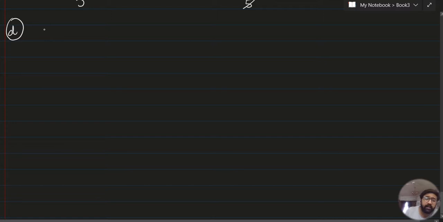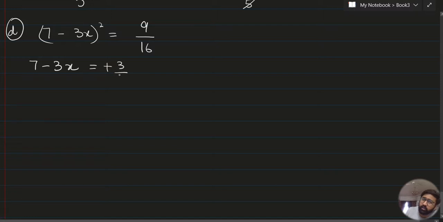for the D part, it's 7 minus 3x whole square. Try not to use the calculator until and unless it's very necessary for you to use. Try to improve your mental maths while doing these questions. So again, we are going to take the square root on both sides. So it is going to become 7 minus 3x is equal to plus 3 by 4. We are going to take the square root of the entire fraction, numerator as well as denominator. Again, the square root is going to give you two possible answers.